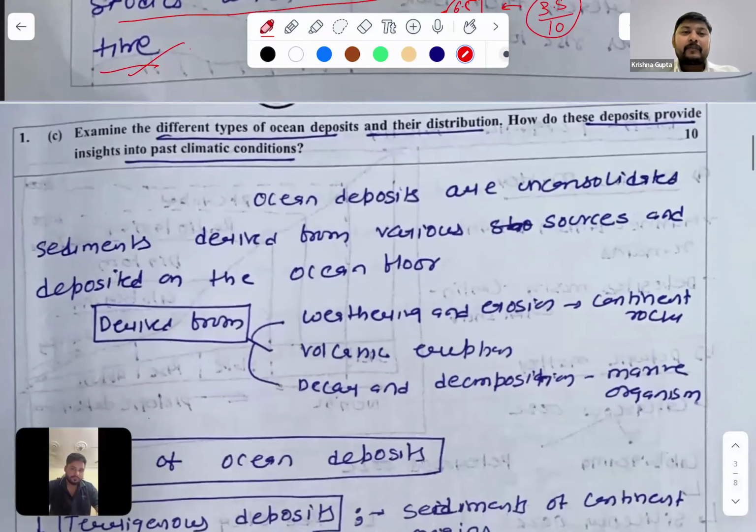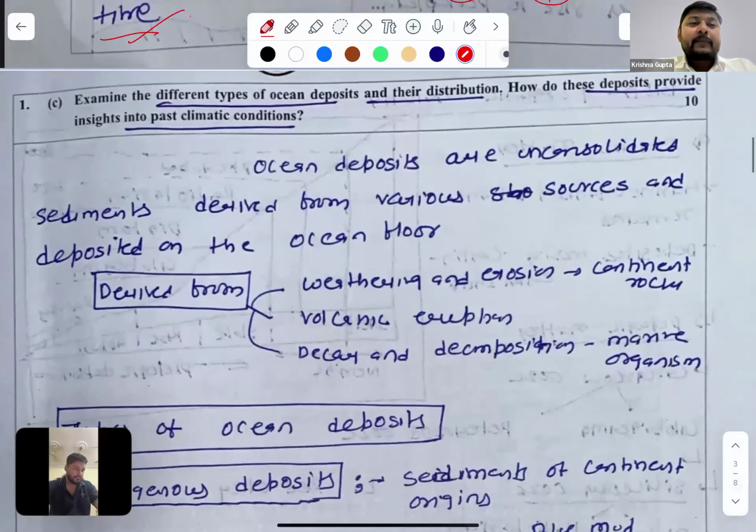This is the first question. Now moving to the next question here. Examine the different types of ocean deposits and their distribution. How do these deposits provide insights into past climatic conditions?